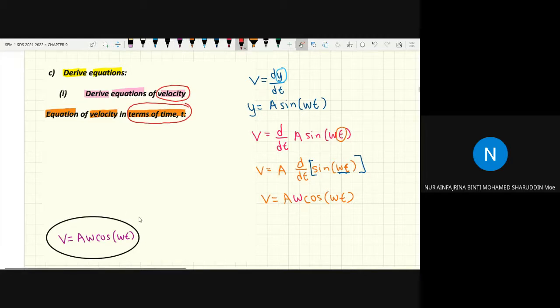Miss wants you to write it at the side. It is the equation of velocity in terms of what? Time. Yes, correct. Velocity in terms of time.